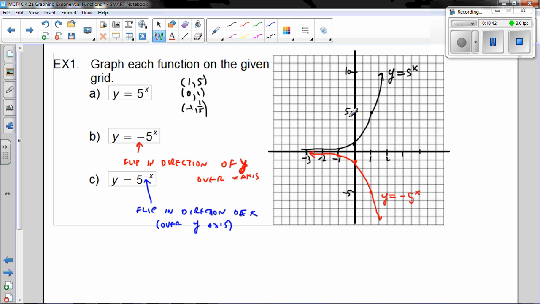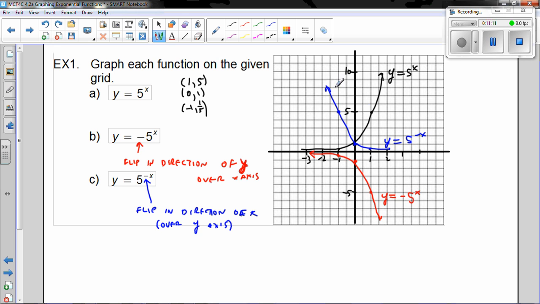It's a horizontal flip. And so these nice important points get flipped over the y-axis. That one gets flipped to there. This one stays on the y-axis. This important point gets flipped to there. That one there gets flipped to there, and then I see that is y equals 5 to the exponent minus x.